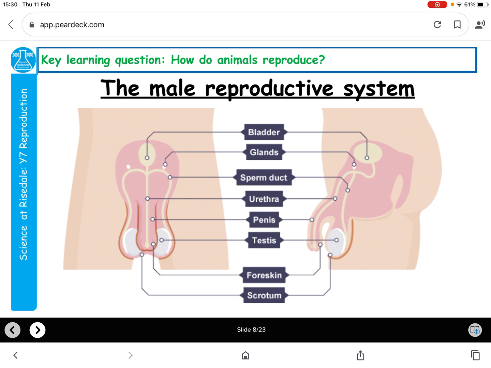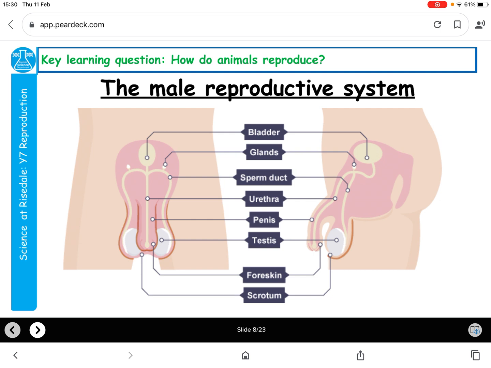This is a diagram of the male reproductive system. The reproductive organs produce the gametes, the sex cells. The male reproductive system produces sperm cells, and sperm cells are made in the testes. The testes hang outside the body in a bag of skin called the scrotum. Their position helps to keep the sperm at the correct temperature to develop properly. After puberty, males produce sperm for the rest of their lives.